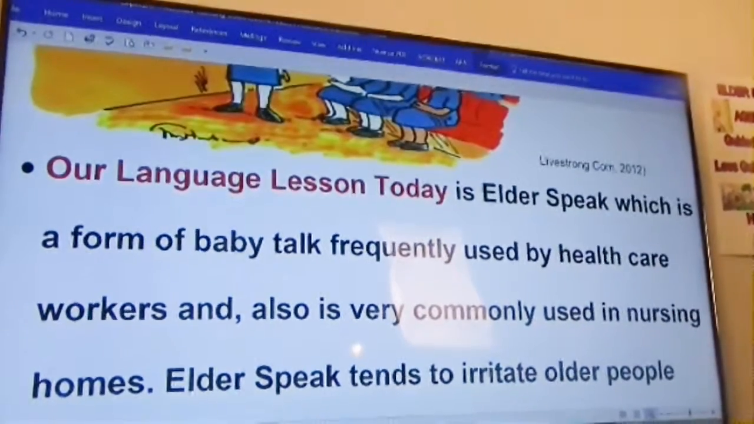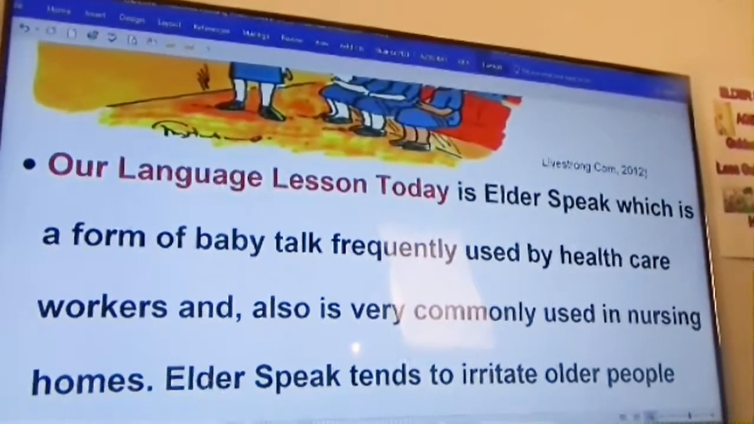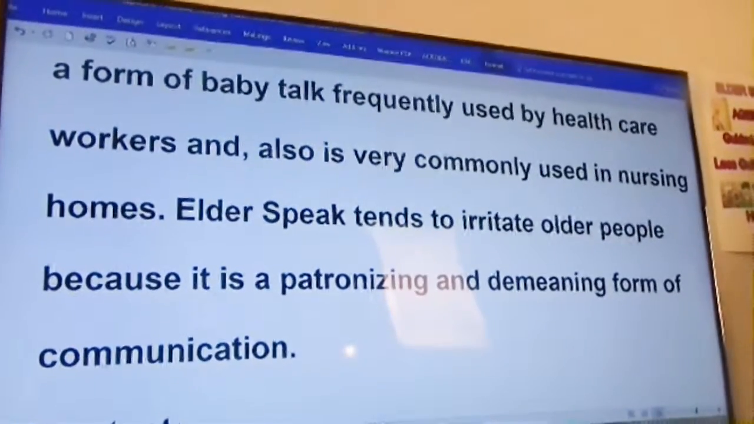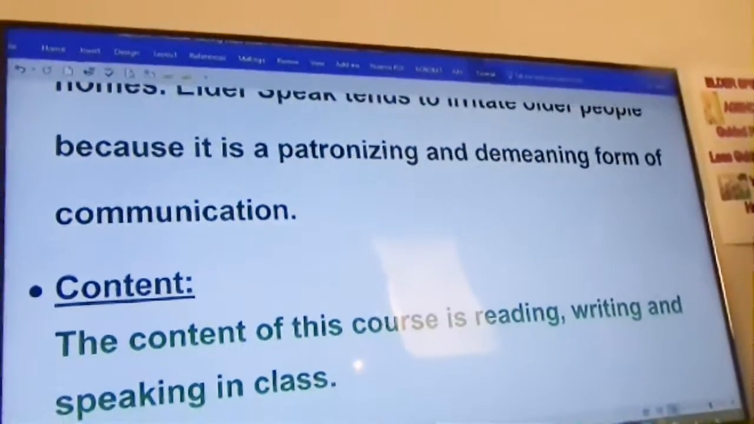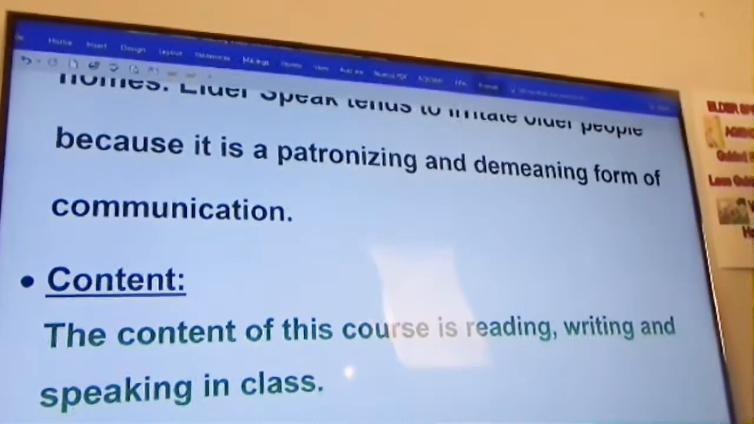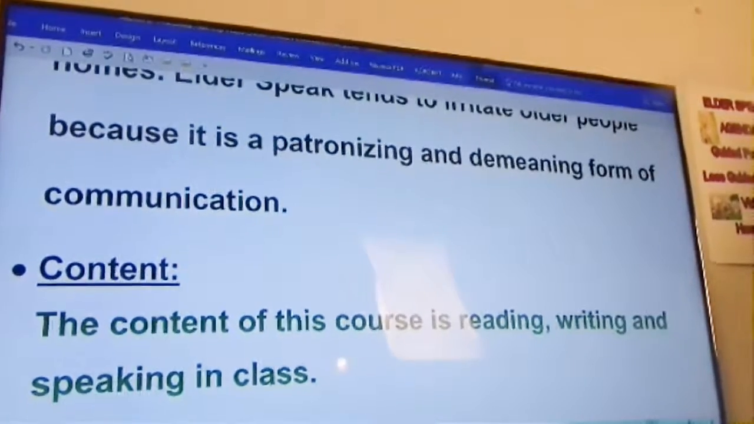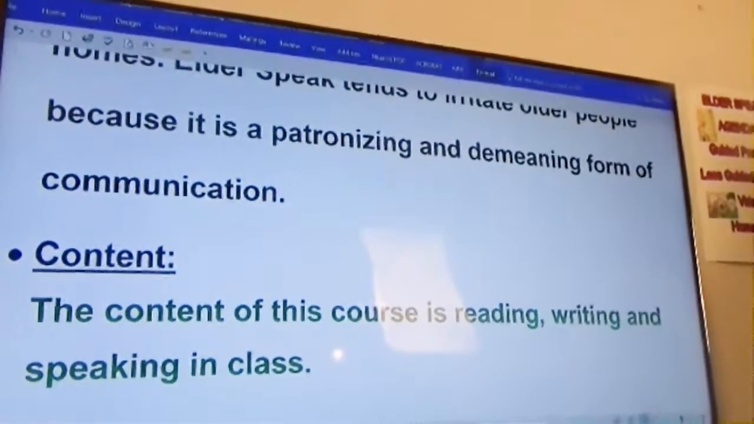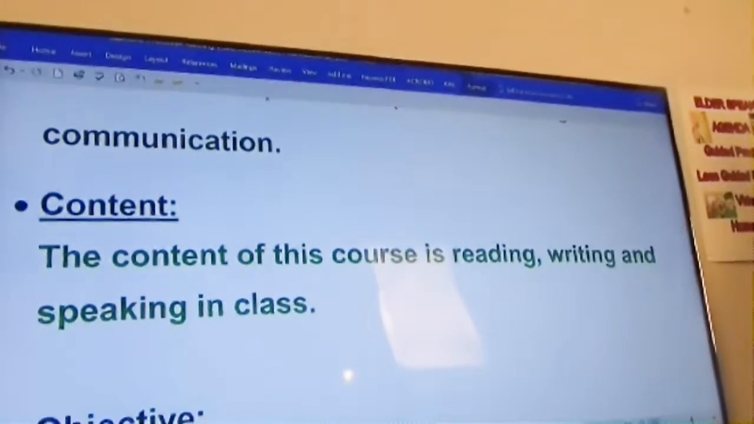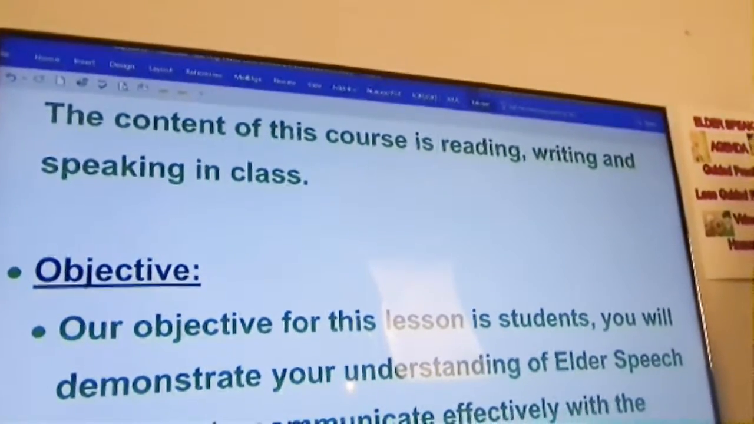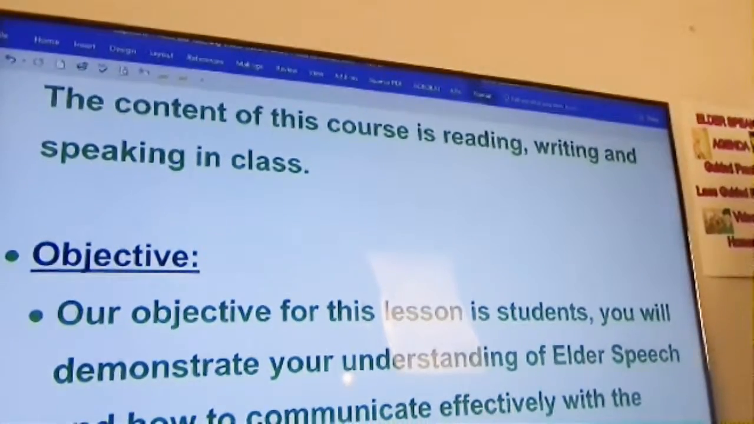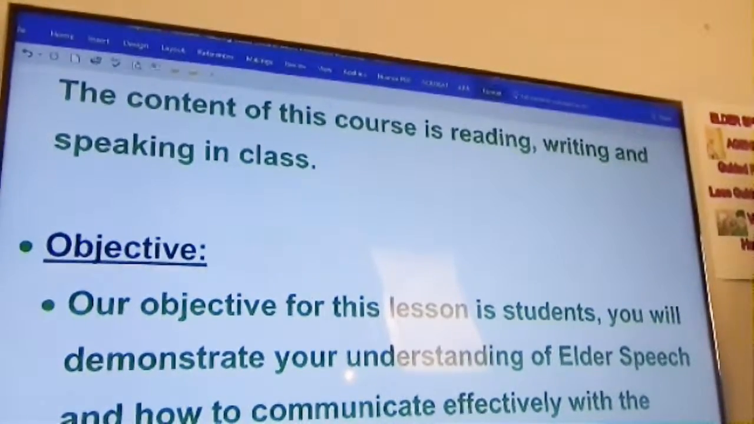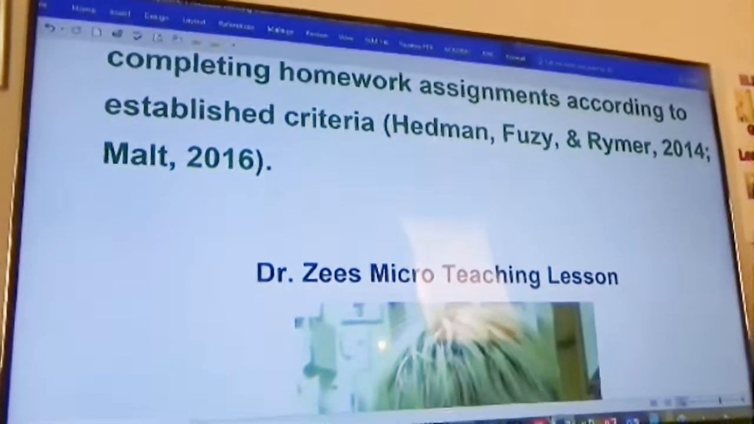It's been said that elder speak tends to irritate older people because it is a patronizing and demeaning form of communication. The content of this course is reading and writing and speaking in class. We normally say reading and writing and arithmetic, but this is reading and writing and speaking. The objective for this lesson is that students will demonstrate their understanding of elder speak and how to communicate effectively. Dr. Z's micro teaching lesson.